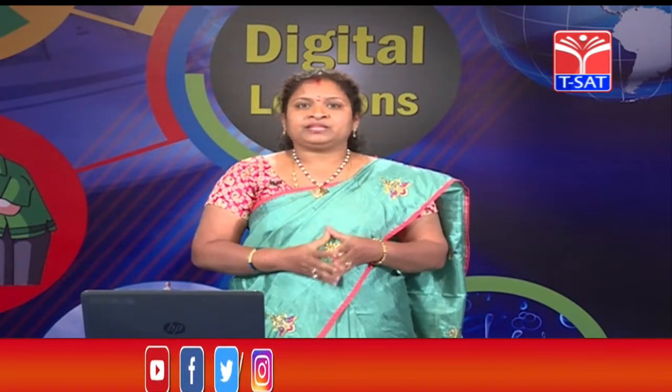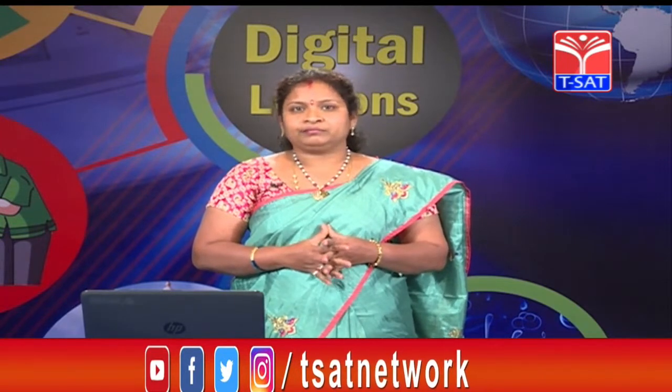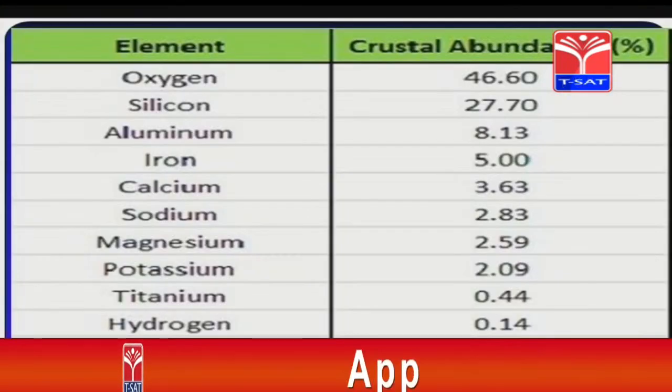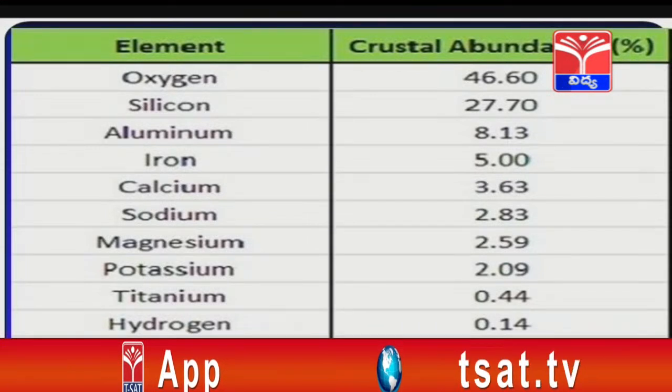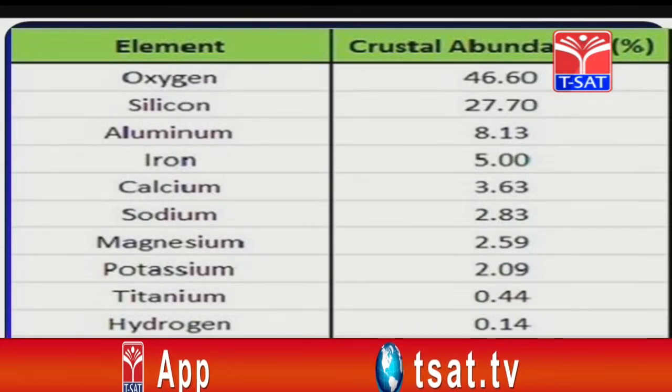So, which is the metal which is present in the maximum amount? The abundance of aluminium is highest when compared with other metals. So, what is the crustal abundance of aluminium? 8.13. So, it is the most abundant metal found in the earth's crust.